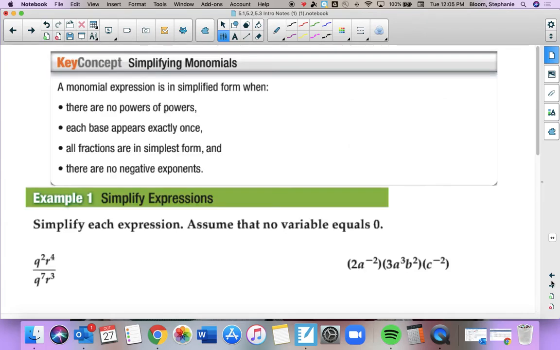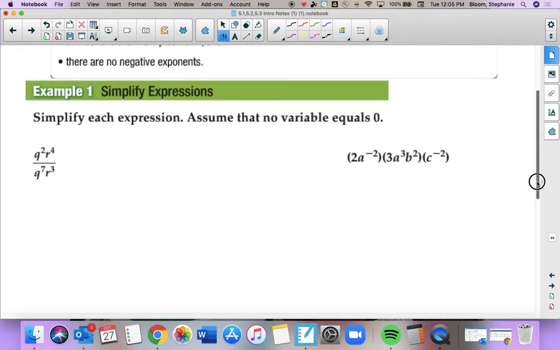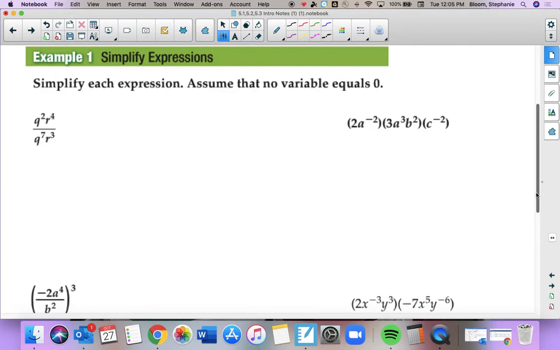All right. So I'm going to skip the explanation. We're just going to go right into simplifying. One reminder: anytime you are done, make sure you never, ever have negative exponents in your answer. Okay? So that's important. All right, so we're going to simplify each expression, assuming that no variable equals 0. So we're going to start with the first one.